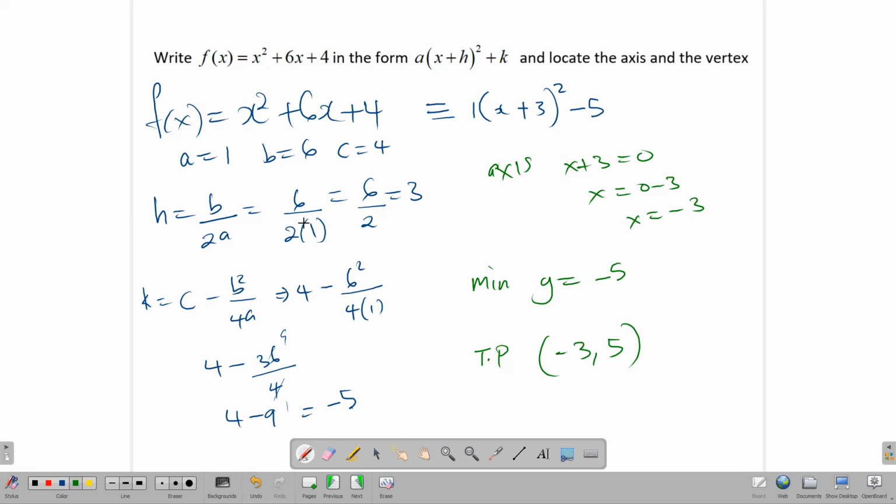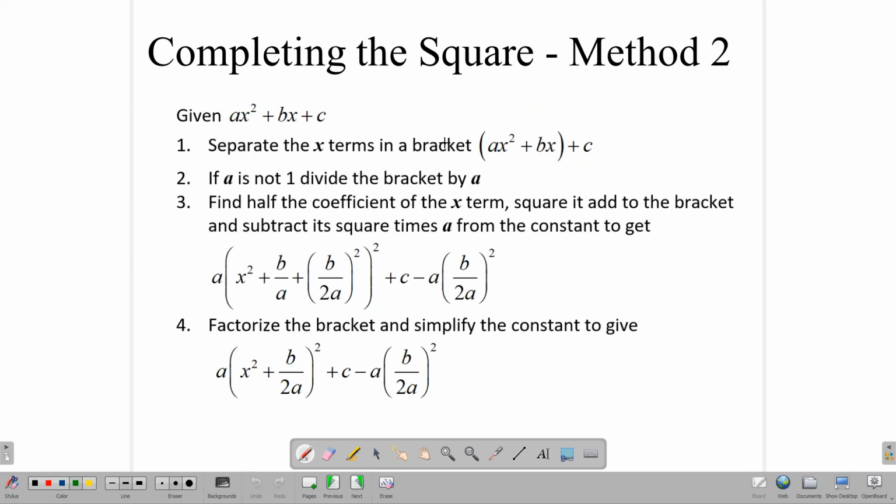That was method 1. Let's look at method 2. And method 2, depending on your love of algebra, can be easier, it can be harder. Some students find it easier, some find it harder. So we start with the same function or expression, and then we separate the x terms. So we put a bracket around the x terms, and then if this a here is not 1, in the previous example it was 1, if it's not 1, then we need to divide by a.